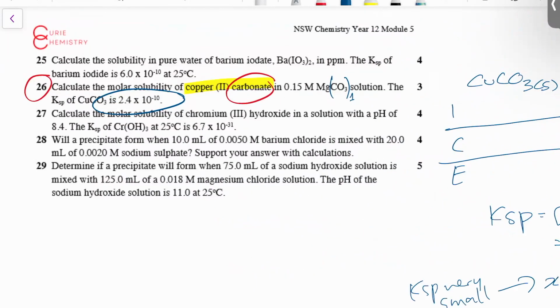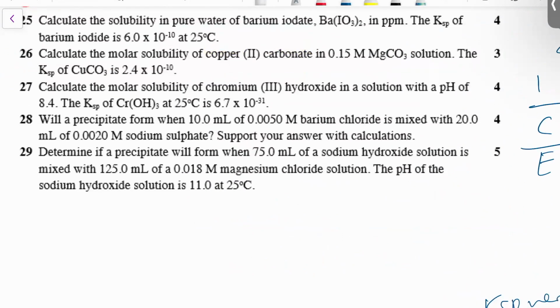Now, before we go into question 27 together, what's the common ion? Hydroxide. Good, well done.